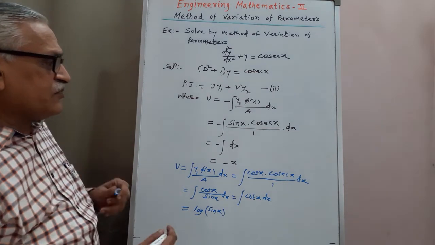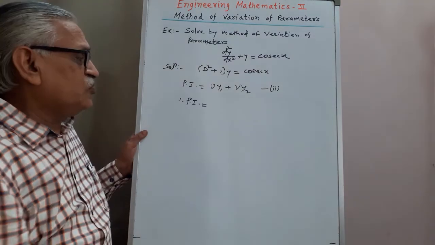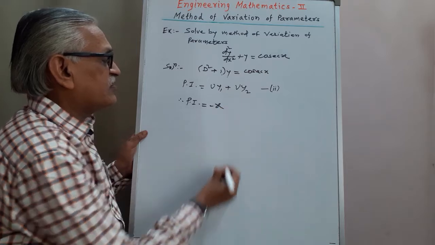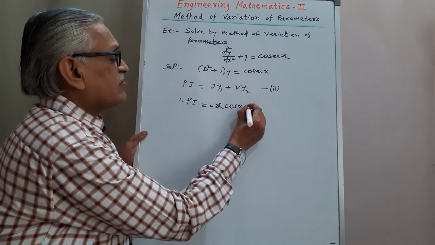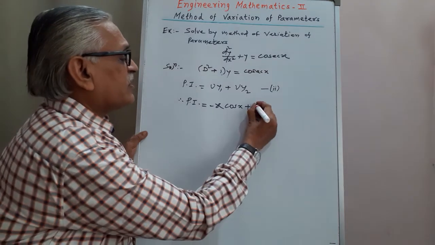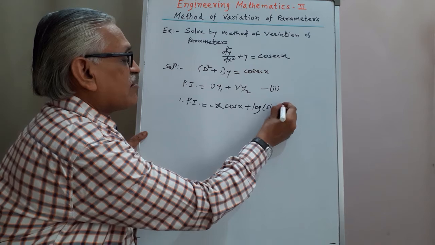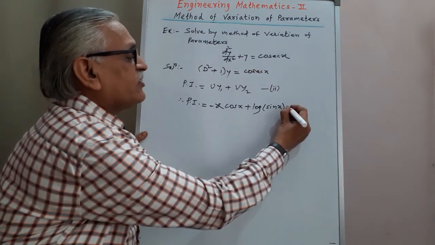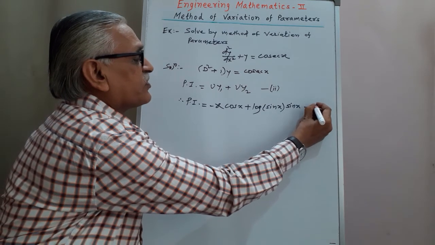Therefore, substituting these values in equation 2, we get u, the value of u, as minus x, into y1 which is cos x, plus v, which we get as log of sin x, into y2 which is sin x. We call this equation number 3.